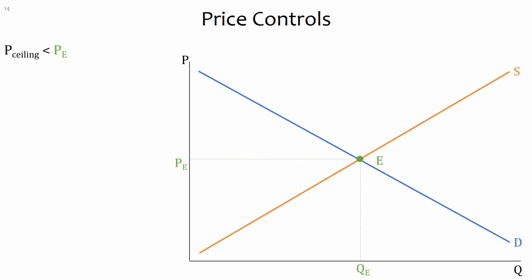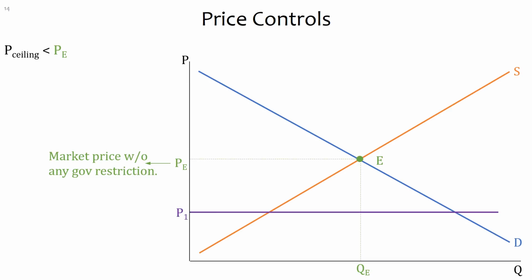This is kind of like a market for anything. This is just a general market without any government intervention. So this is the market price without any government restriction. Now the government could come in and say, let's set P1 as a price ceiling. P1 would be a binding price ceiling. Binding means effective, so you might want to write that down. It means that it makes a difference.